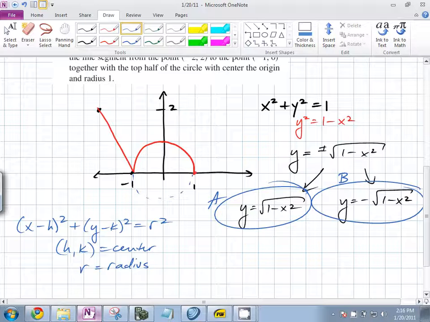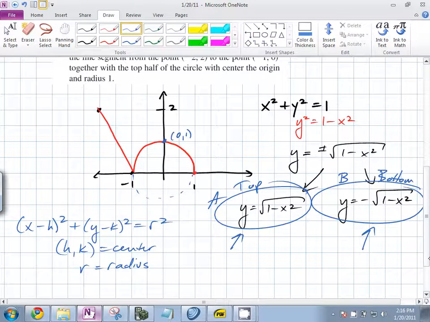Pick a value. What value do you want to plug in? 0. Because at 0, the top arc is at 0, 1. So when you plug in 0 for x, what should you get out? 1. Plug in 0 right there. What do you get? Plug in 0 right here. What do you get? So this is the top, and this is the bottom.